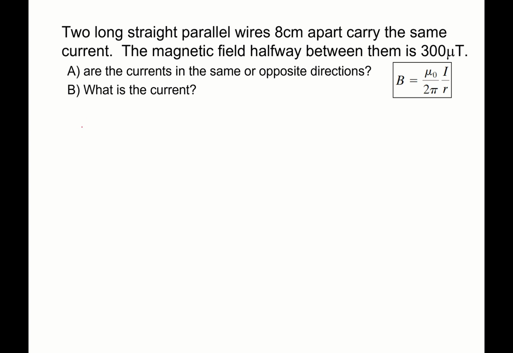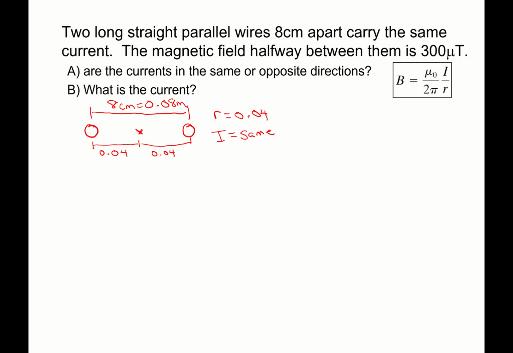All right, first of all, let's draw a picture to make sure we understand what's going on. We have 2 wires, and they've got 8 centimeters in between them. Let's straight away put that into meters, 0.08 meters, so we're in the right units. I'm told that halfway in between them, I'm at a distance of 4 centimeters from each wire. So R is 0.04 for both of them. I is the same, I don't know what it is. And I'm given that B is 300 microtesla. This is the total magnetic field.